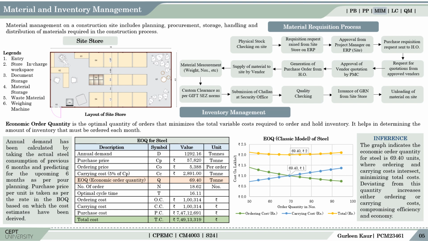It starts with physical stock checking on site, after which the requisition request is raised from the site store on ERP. The raised request is approved by the project manager on site and sent to the head office. Quotations from the already approved 3 vendors are taken and sent for approval from the PMC, as it is the supreme decision taking authority in the project due to absence of all-time client representative. After approval, the purchase order is raised from the head office and material is supplied to the site.